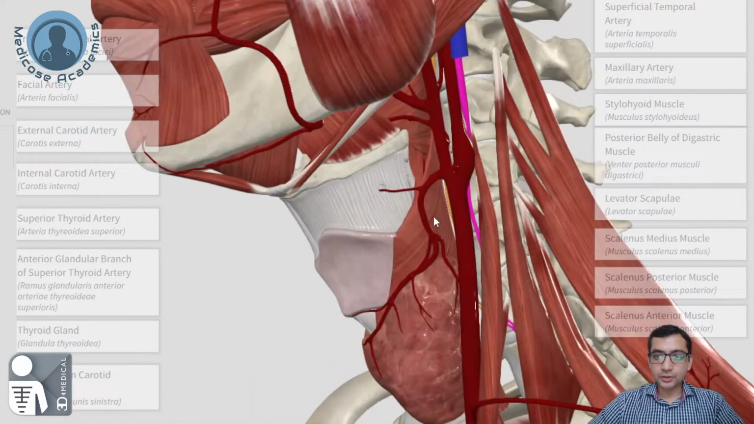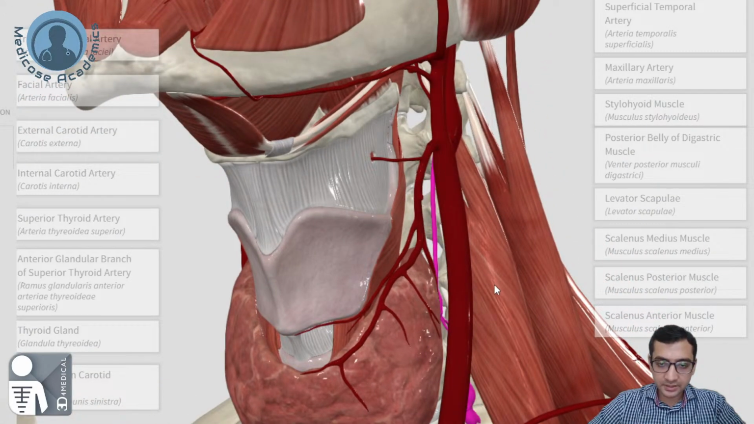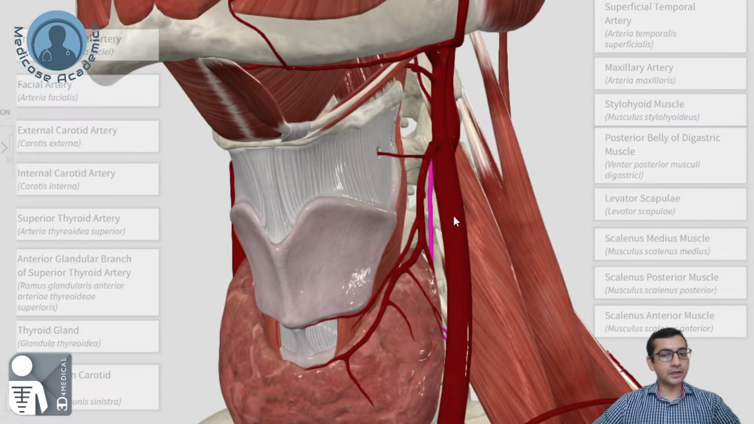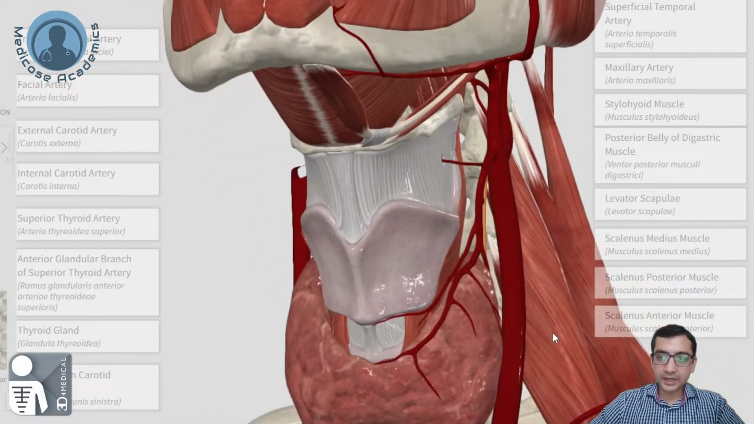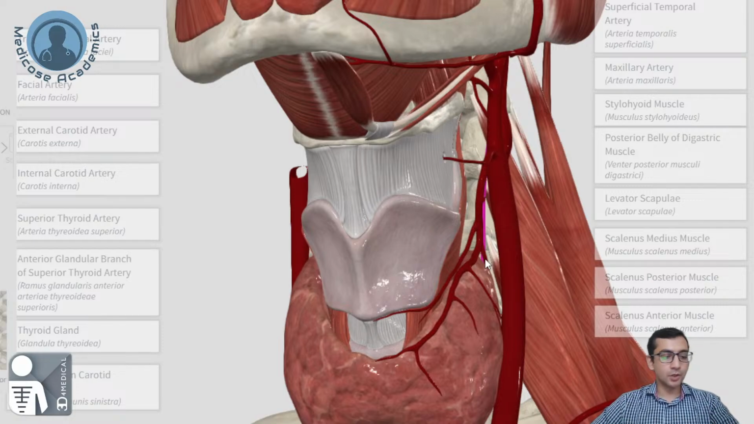Okay, so you can see the common carotid artery. It is posteriorly related to this muscle, the scalenus anterior. It is also posteriorly related to the sympathetic trunk that is behind it, and behind it, through the scalenus, indirectly it is linked to the transverse processes of the cervical vertebrae.